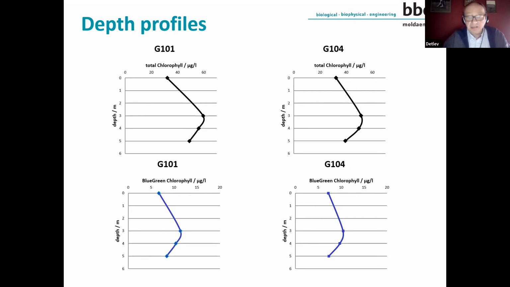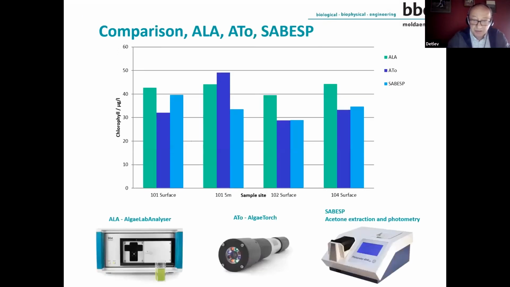And with this AlgaeTorch, you can measure up to, let's say, 10 meters, but we also have a 100-meter version. Luckily, we had the chance to compare this also with other instruments. You see here a more sophisticated fluorometer from our company, the Algae Lab analyzer, which can do much more than the AlgaeTorch.